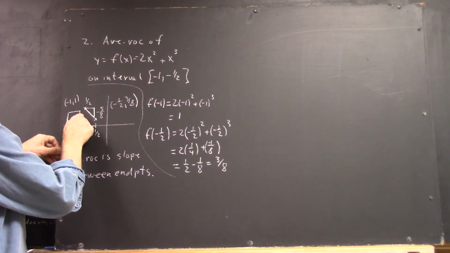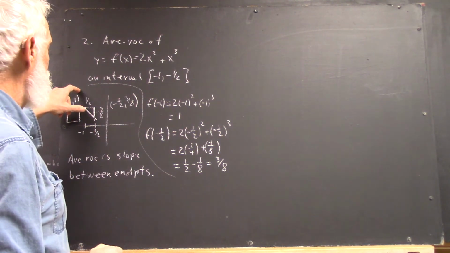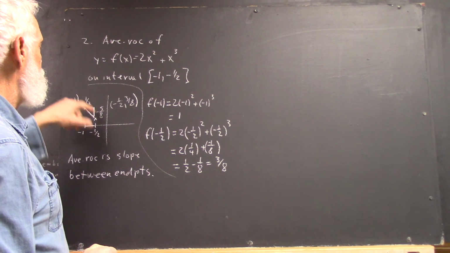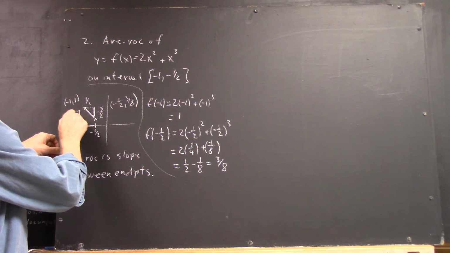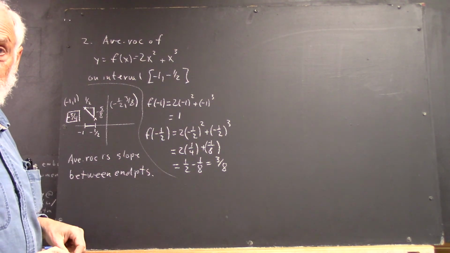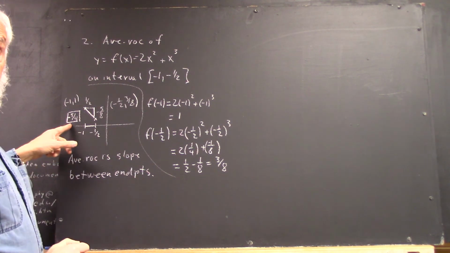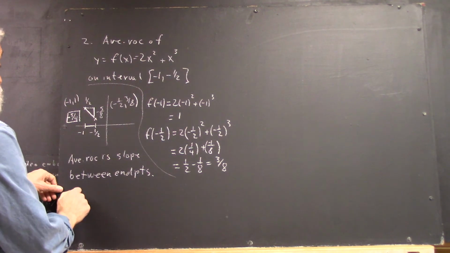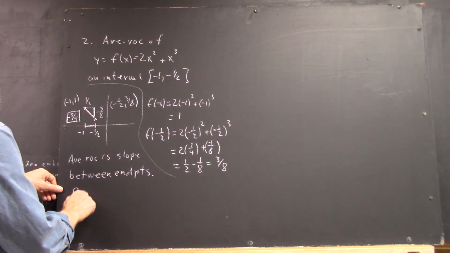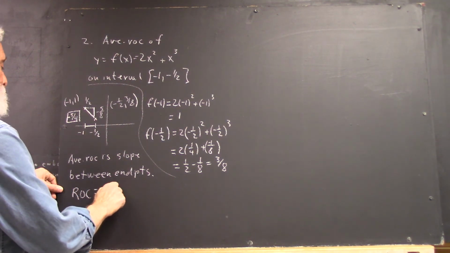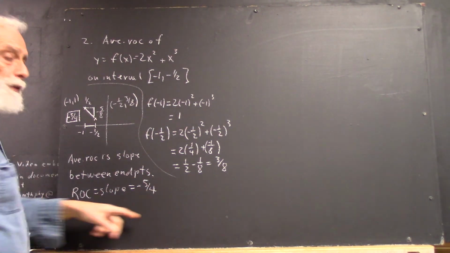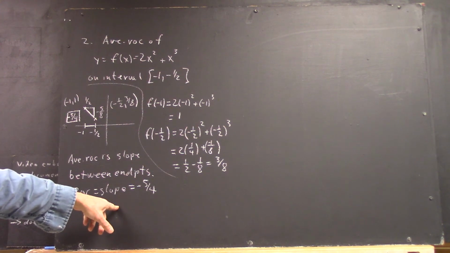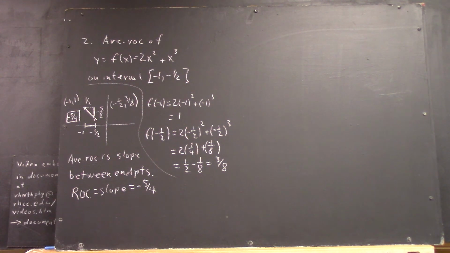I can put a box here. Negative 5/8 divided by 1/2 is negative 5/4. Now I've documented it. I'm going to write mine in red, and I would accept that. You don't have to put too many words in there. Rate of change equals slope, equals negative 5/4. That's how you do a question of this nature.